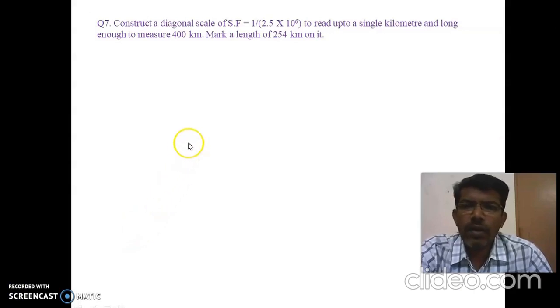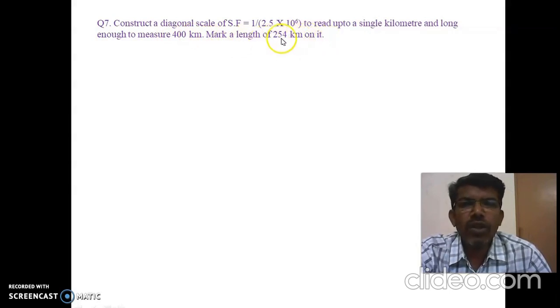Now let us see another problem: construct a diagonal scale of scaling factor 1 by 2.5 into 10 to the power of 6 to read up to a single kilometer, that is the minimum distance to be shown on the scale, and long enough to measure 400 kilometers. So this is the maximum distance to be shown on the scale, that is the length of the line is 400. Mark a length of 254 kilometers on it, so you have to show 254 kilometers on the scale.